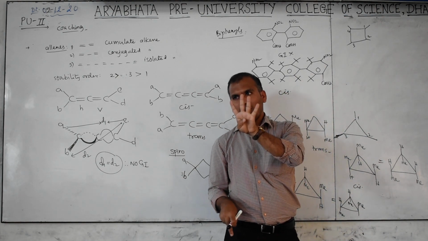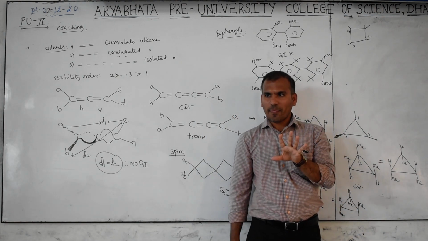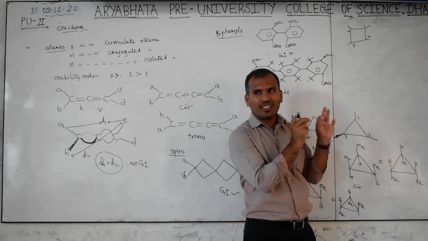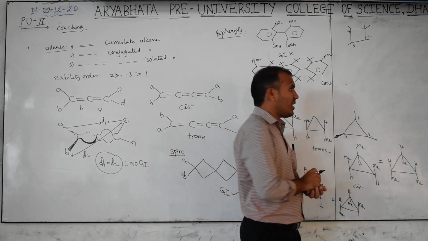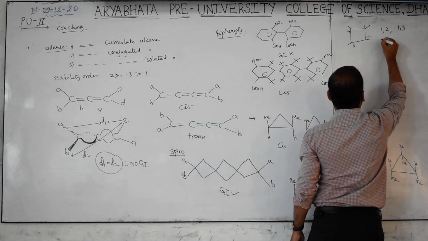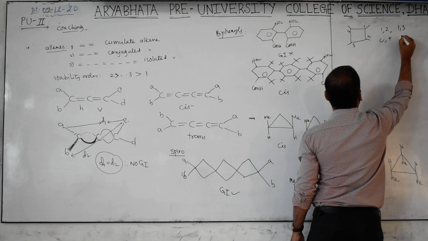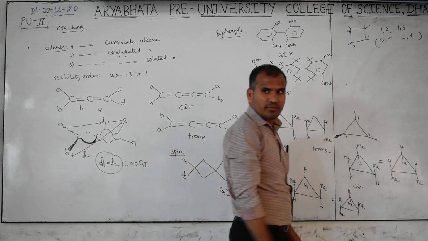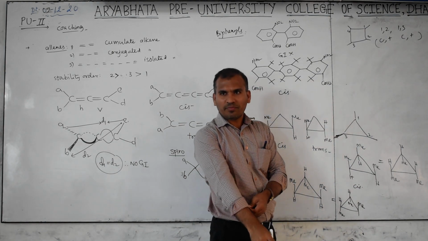Total how many? Got the concept? Think mathematically, don't think the chemistry. Chemistry is nothing else, just an example. Next, total how many? 1,2 possible, 1,3 possible. Here cis possible, here trans possible. Here cis possible, here trans possible. Total 4. Got the concept?